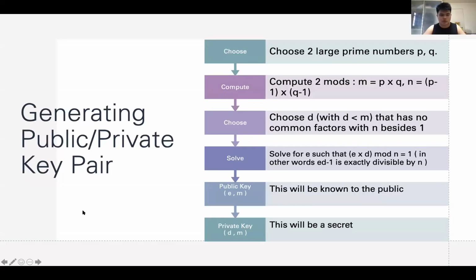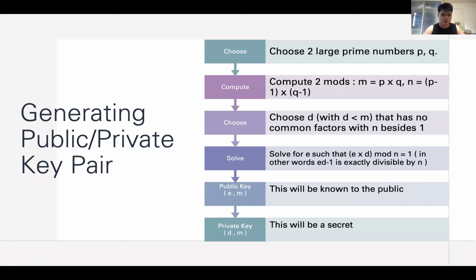Now, let's talk about generating a public and a private key pair. First, we'll have to choose two large prime numbers. Secondly, we need to compute two mods, one mod being m and another mod being n. M will be made out of the multiplication of p and q, while n will be p minus 1 multiplied by q minus 1. Next, we have to choose d.